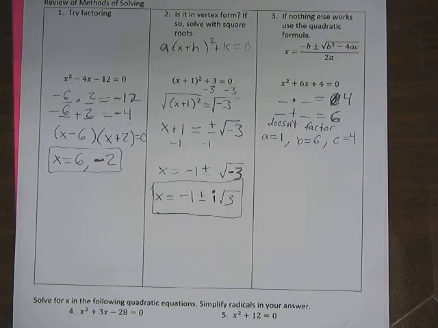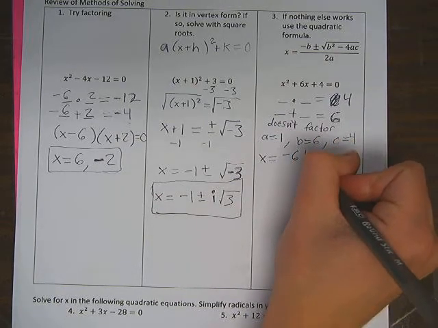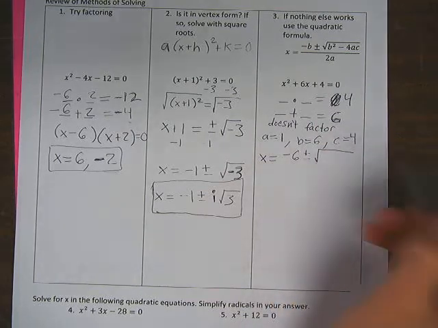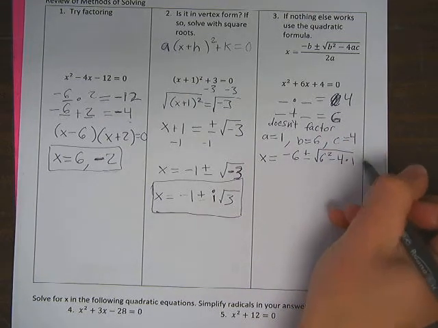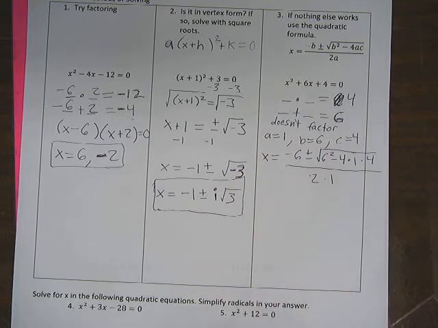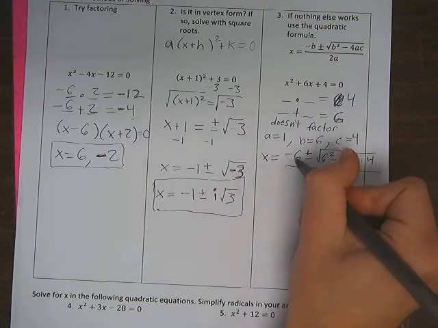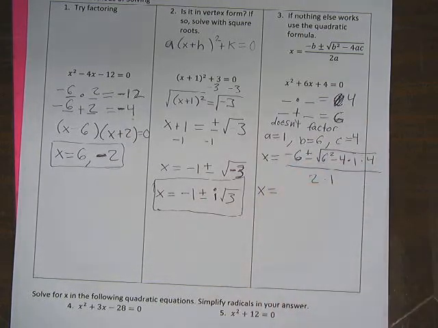So what we're going to do here is plug that into our quadratic formula. So we get x is equal to negative b plus or minus the square root of b squared minus 4 times a times c, all over 2a. Okay? So we're just plugging those into our quadratic formula. So we've got negative 6 plus or minus the square root of 6 squared minus 4 times a, which is 1, times c is 4, divided by 2 times a is 1. Okay, so we plug that in, and then we just simplify it, right?